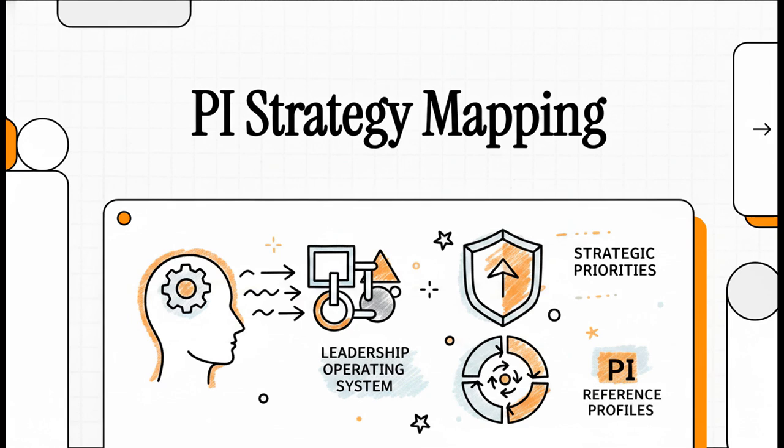We are taking something that you might have always thought of as just a standard personality test, and we're going to completely flip it on its head. We're transforming it into a dynamic, highly actionable leadership operating system. We're diving deep into the Predictive Index, or PI for short, and specifically, we're looking at how you can map your organization's strategic priorities directly to PI reference profiles. So let's just jump right into it.